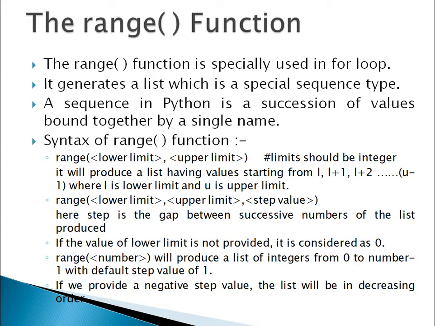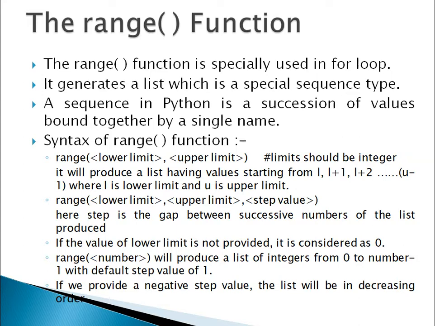So the lowest number in your range, the list that will be produced, will be L, that is the lower limit, and the highest number will be U minus 1, where U is the upper limit. For example, if you write range 10, 20, the lowest number of your list will be 10 and the highest will be 19. So what will be the complete list? It will be 10, 11, 12, 13, 14, 15, 16, 17, 18, 19. Okay. So the upper limit, that is 20, will not be touched. This point you have to remember because it is very important while using the range function.